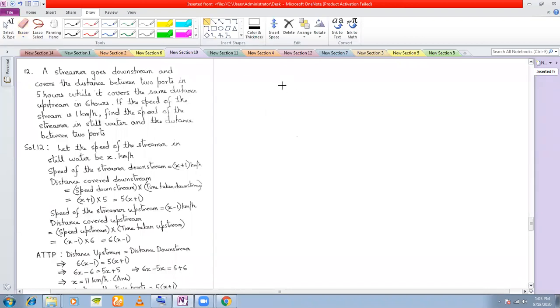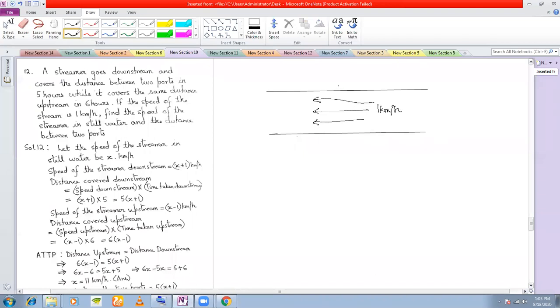Fine, let us draw this a little bit. So you have this river or whatever water body is there. Water is flowing, say, in this direction. And what is the speed with which the water is flowing? 1 kilometer per hour.